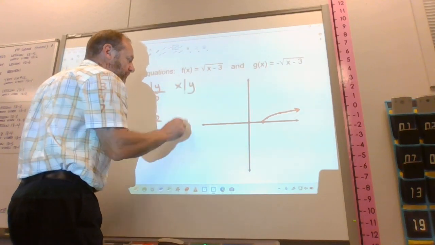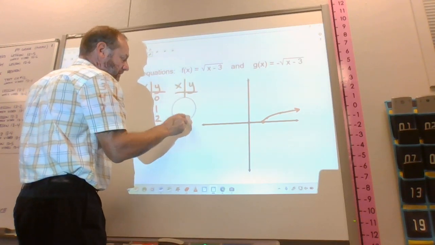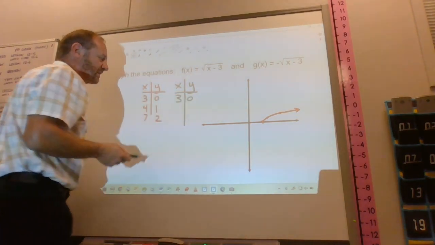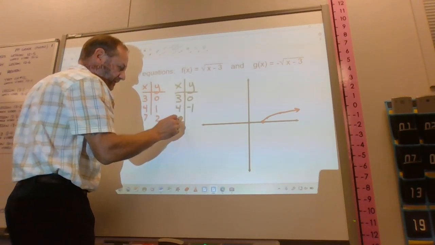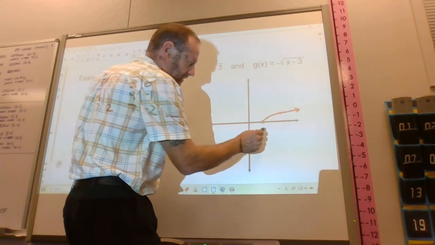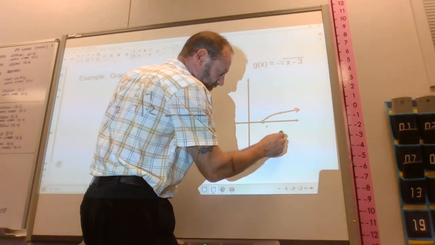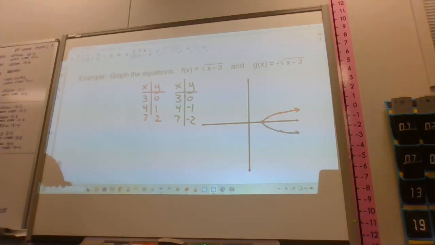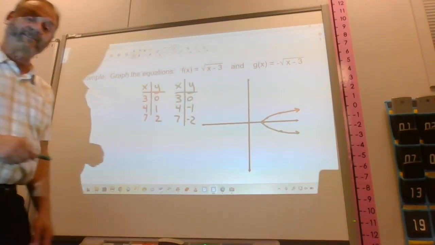So if I made that table, if I plug in 3, I'm going to get 0 because negative 0 is 0. If I plug in 4, I'm going to get negative 1, and if I plug in 7, I'm going to get negative 2. So let's graph those. I get 0, 3, 0, I get 4, negative 1, and I get 7, negative 2, and so it makes a mirror image of that thing. So when I throw a negative on the front of this thing, all it does is flip it over the x-axis.